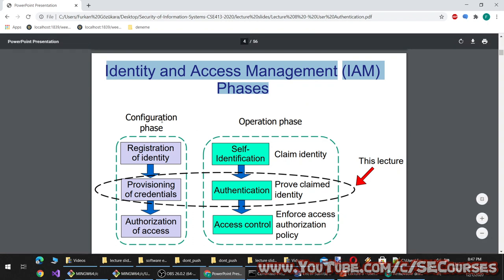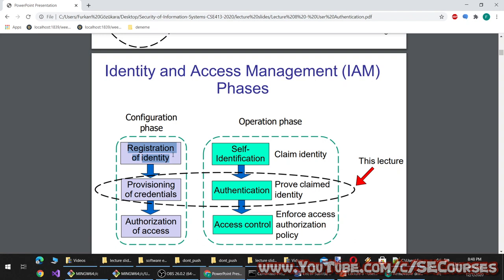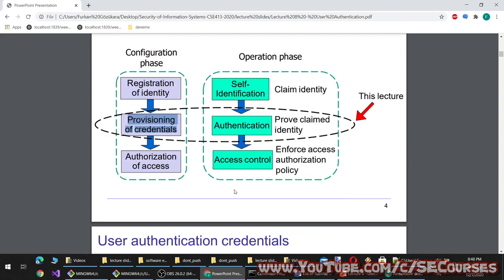Identity and access management, IAM, phases. The configuration phase has three phases, which are registration of identity. First, you have to register the identity before you start authenticating it. Then, provisioning of credentials, and then authorization of access. The operation phase has three phases, which are self-identification, claim the identity; authentication, prove the claimed identity; and access control, enforce access authorization policy. In this lecture, we are going to see these two phases, provisioning of credentials and authentication.